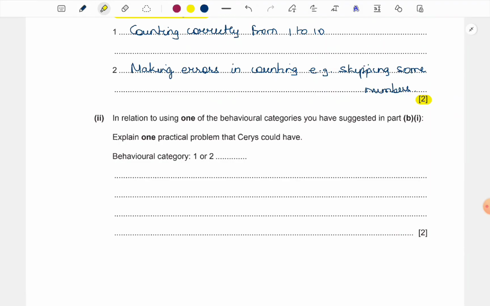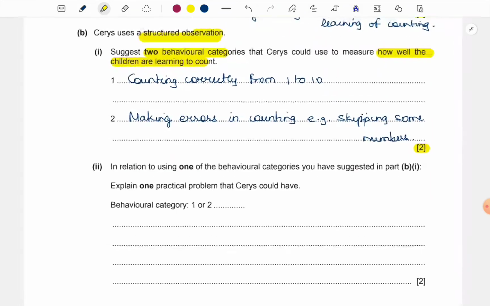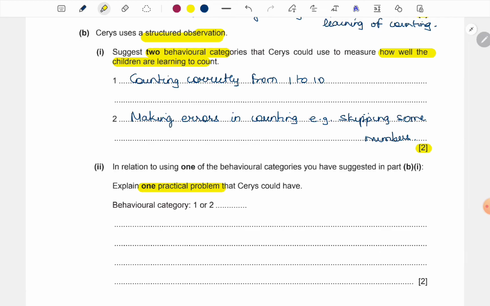Next, they've asked, in relation to using one of the behavioral categories that you have suggested, explain one practical problem that CIE could have, either in behavior category 1 or 2. When they say practical, it means you literally imagine that she is in the scenario. So visualize in your mind, imagine you were CIE and you were there. That's the easiest way of thinking. And in front of you they were counting. Practically, what difficulty you would have in practice there, where you're right there, not in later interpretation or anything. That's why they've emphasized practically. What problem would you have in observing the children?